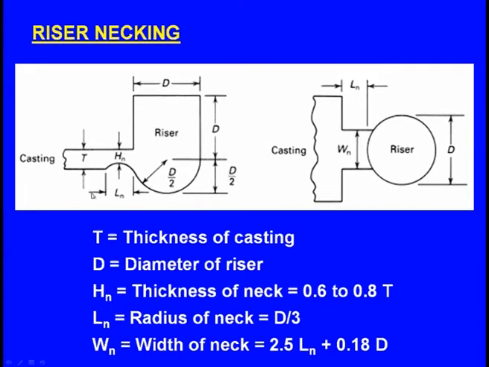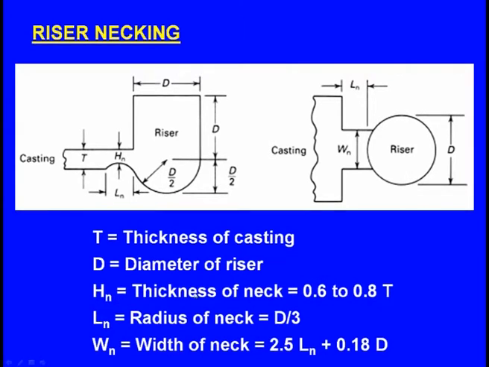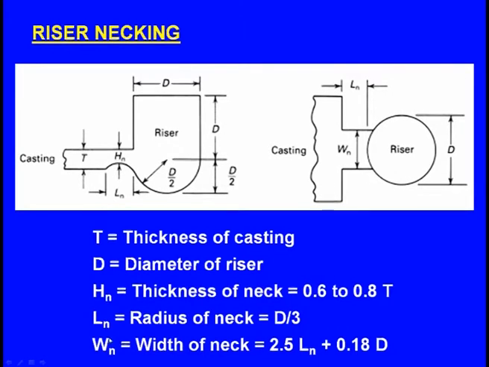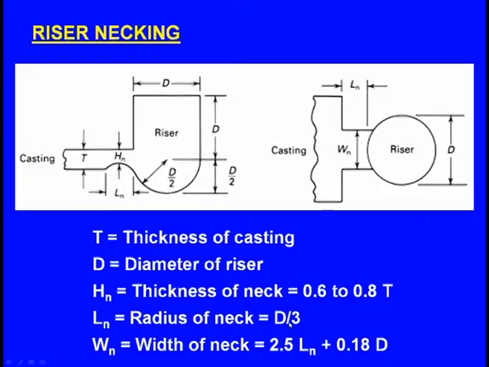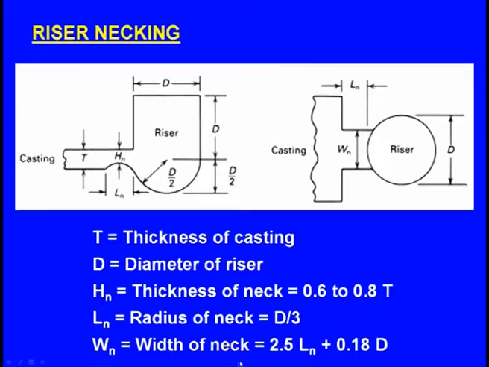Here, T is the thickness of the casting or the section to be fed by the riser, and D is the diameter of the riser. HN is the thickness of the neck. This much portion is HN, the thickness of the neck, which is equal to 0.6 to 0.8 times the thickness of the casting or the section to be fed. Next, LN is the radius of the neck, equal to D by 3, where D is the diameter of the riser. Next, WN is the width of the neck, equal to 2.5 times LN plus 0.18 D. So, by incorporating riser necking, we can improve the efficiency of the riser.